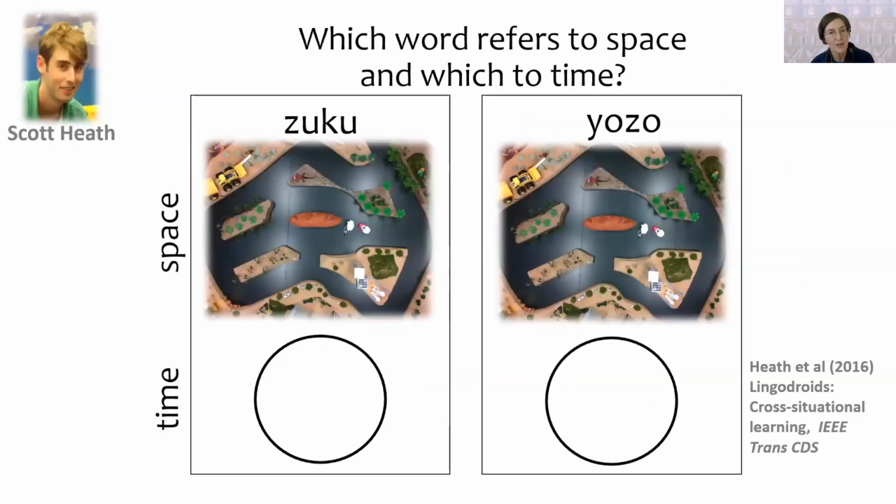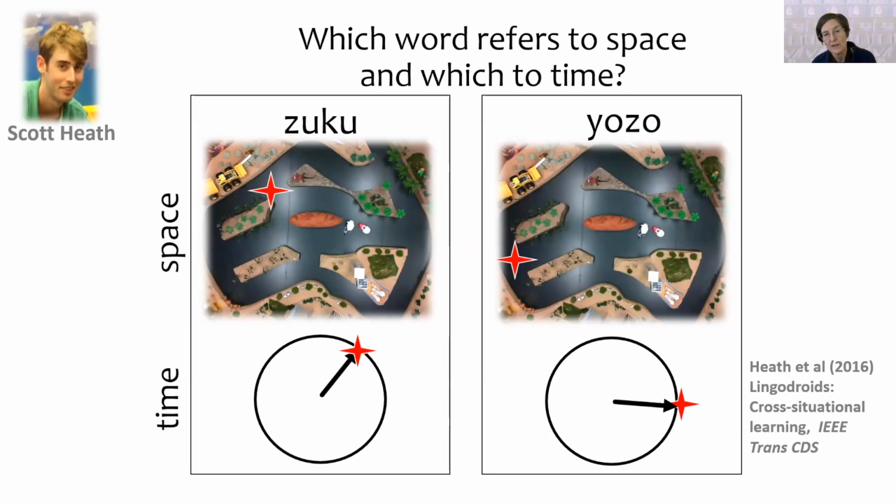Okay, so here's a quick quiz. Does a robot need to know which is a space word and which is a time word? And Scott Heath, who was doing this work, asked, well, could you just get an instance of something like Zuku? Now, the robot who speaks this has decided whether this is a space or time word, but the one who's listening just has a single instance. Initially, we don't know if this is a space or time word. And then you might get another word, Yozo. Is this a space or time word?